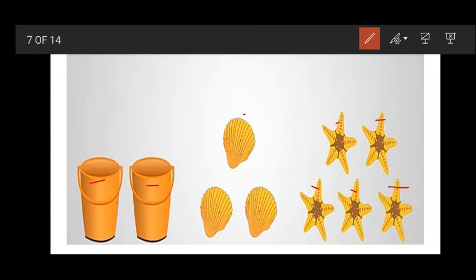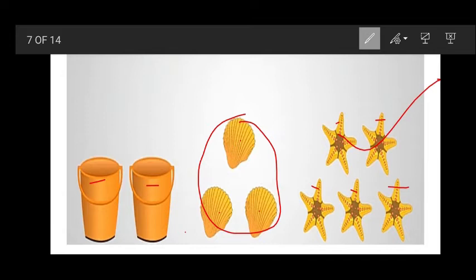Okay children, now if we consider this bucket has more, then see the shells here, they are more than the buckets. So this is called more than. Now what about the starfish? The starfish are still more than the shells. There are only 3 shells, but we have 5 starfish. So it is called most. The buckets are more, the shells are more than, but the starfish are most.